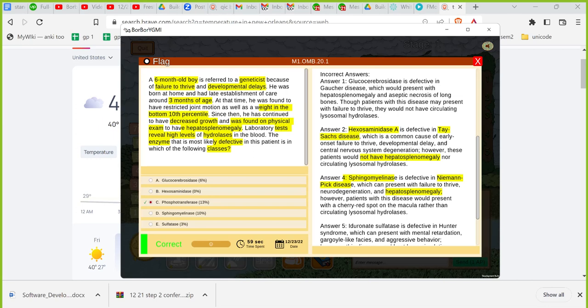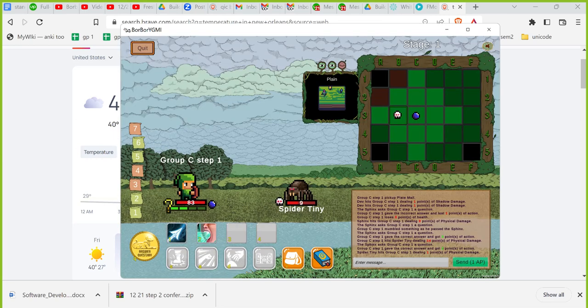So knowing that Tay-Sachs does not have hepatosplenomegaly, and that sphingomyelinase corresponds to Niemann-Pick and that it is hepatosplenomegaly related, is a huge deal because they both have a cherry red spot on the macula. So they're very similar, except one has hepatosplenomegaly.